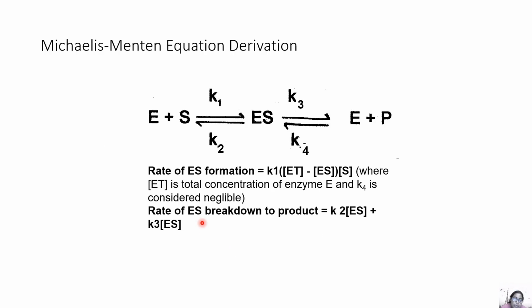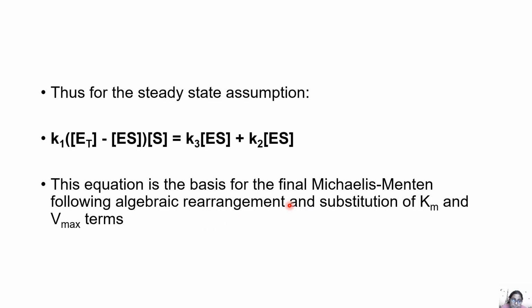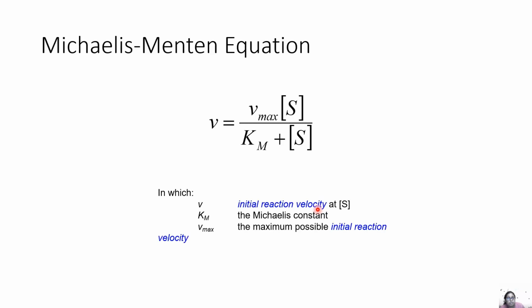So you can see this is the equation in the derivation. The rate of ES, the enzyme-substrate complex formation, will be this, where ET is the total concentration of the enzyme, and the rate of ES breakdown to product will be this. This is the steady state assumption. This equation is the basis for the final Michaelis-Menten equation following algebraic rearrangement and substitution of Km and Vmax terms.